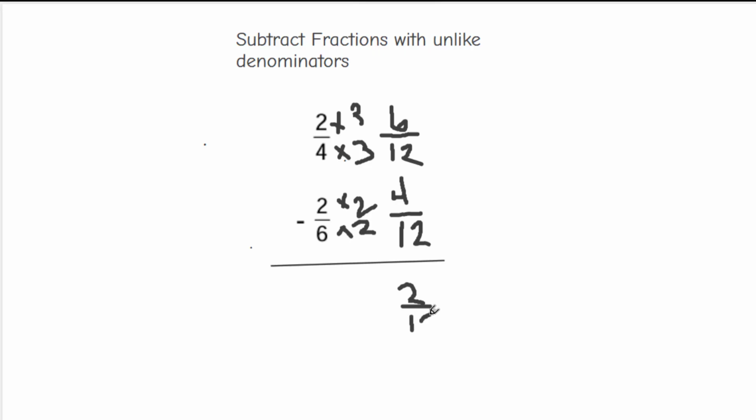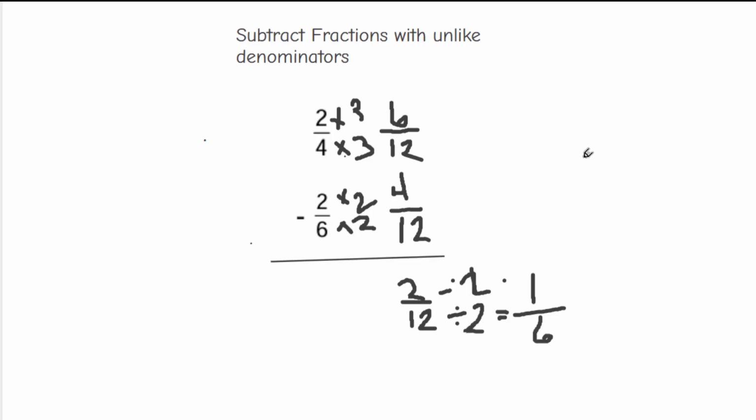We can divide each of those by 2, making it a smaller fraction with the same value. 2 divided by 2 and 12 divided by 2 equals 6. And our simplified answer is 1/6.